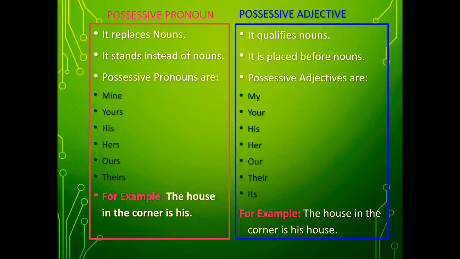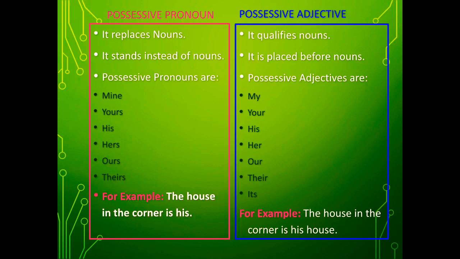Now, what is the difference between possessive pronoun and possessive adjective? Just remember one thing. If the word is a pronoun, it must have replaced a noun. But if the word is an adjective, it may not have replaced anything. Rather, it will qualify the noun and will be placed before the noun.